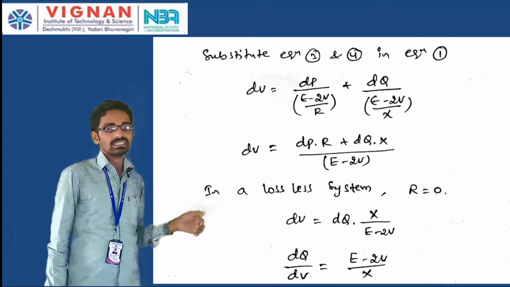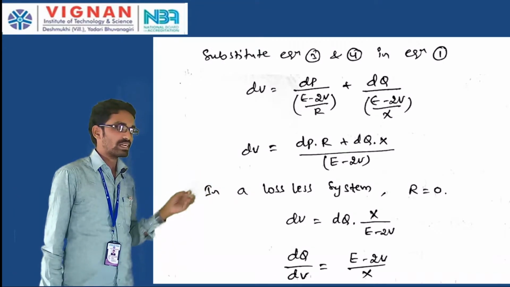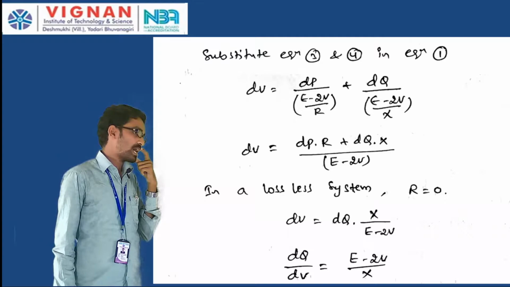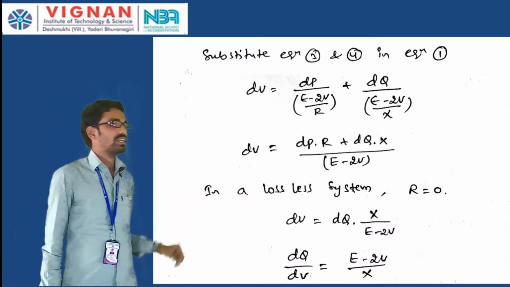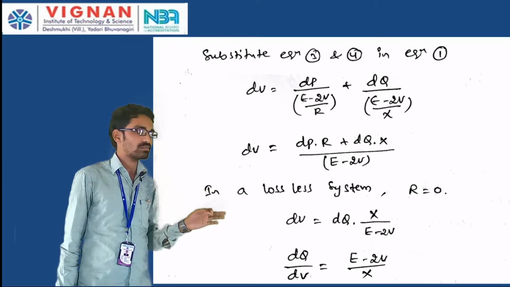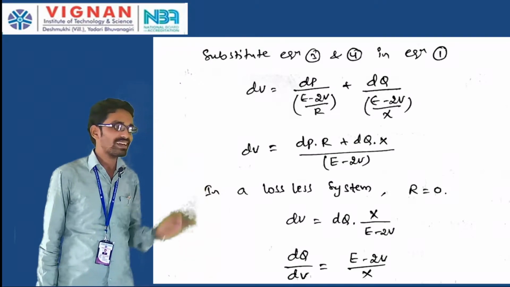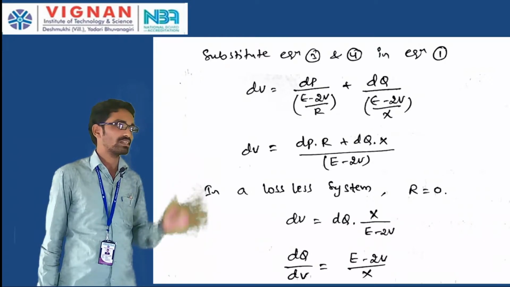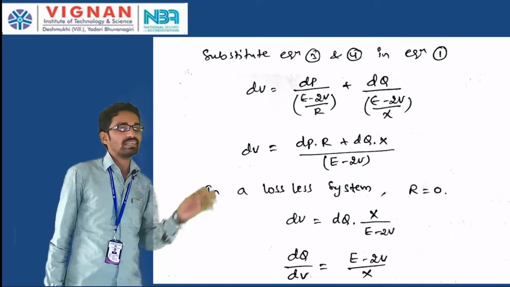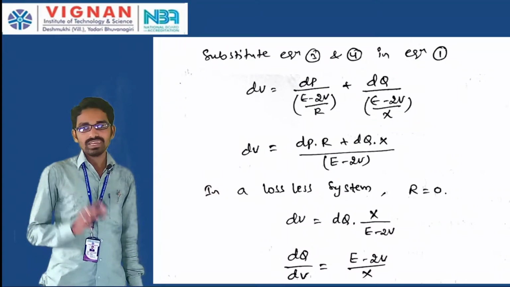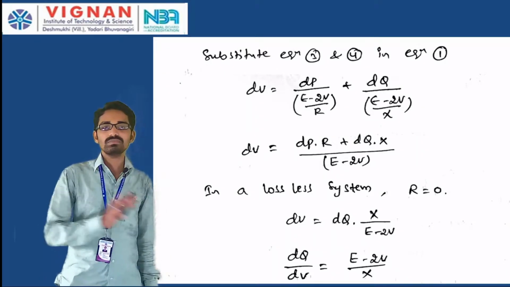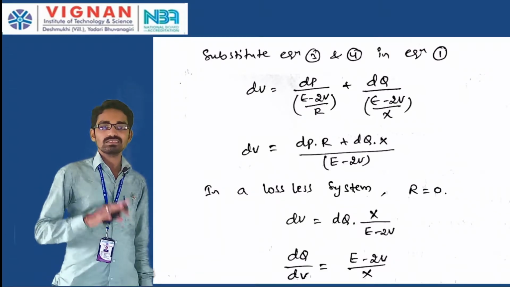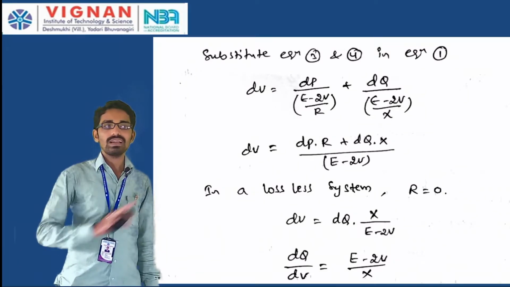If I consider a lossless transmission line, what is a lossless system? There is no resistance. Whenever there is resistance in a transmission line, you have losses, that is 3 I²R in a 3 phase system. So, if the system is lossless, the resistance of the system is 0, and only then are there no losses in the system.